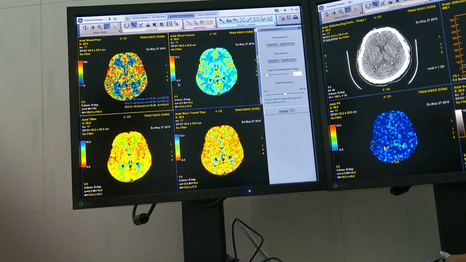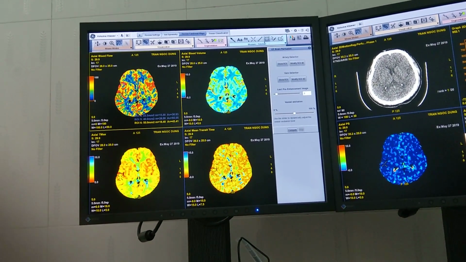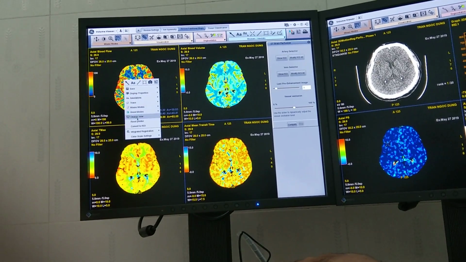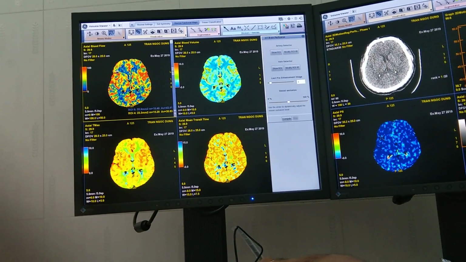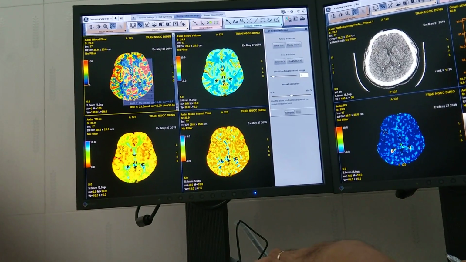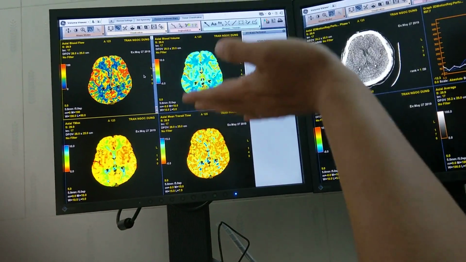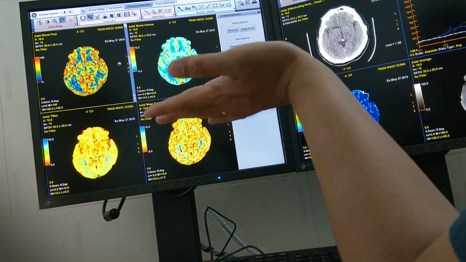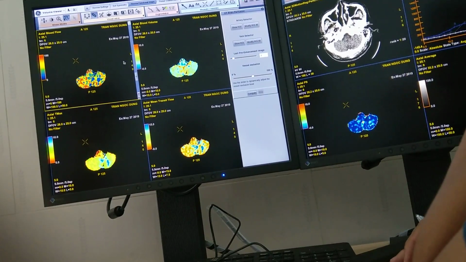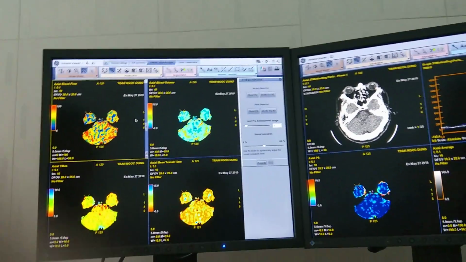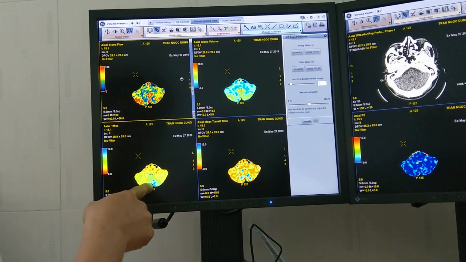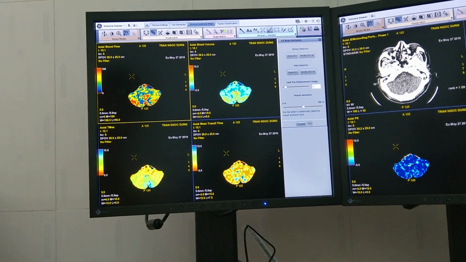So first thing, if you have a look at all first, let's say if you found something abnormal, you can compare this, or you can do a freehand ROI.